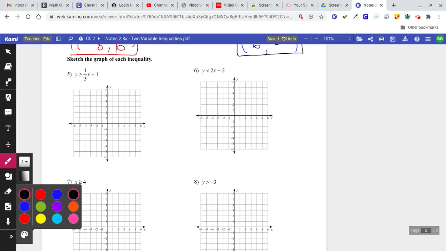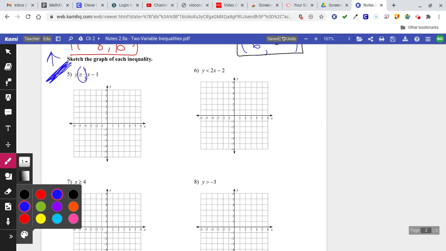Now, number 5, sketch the graph of each inequality. You should be able to recognize immediately that number 5 is going to be a line. There's no x squared. It's not a parabola. It's not an absolute value. It's just a line. You've got an x in it. That's all. But what you need to pay attention to is this symbol, greater than or equals. The equals tells me it's going to be a solid line. I know it's going to be solid. And the greater than tells me to shade up.